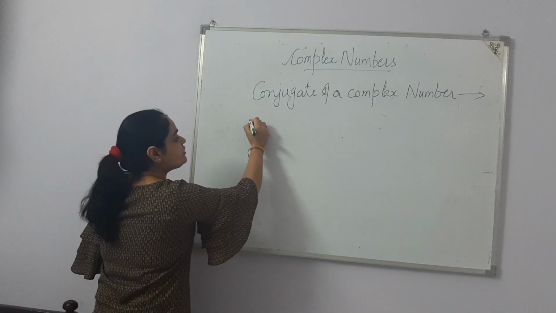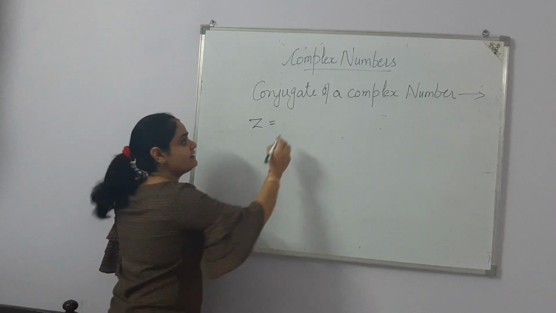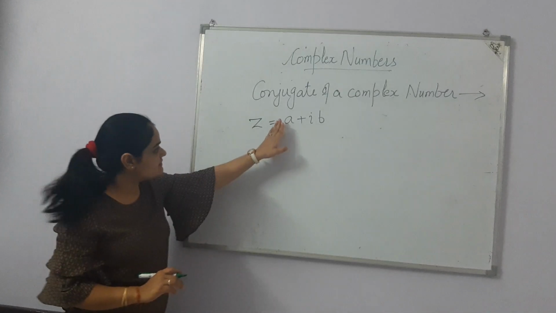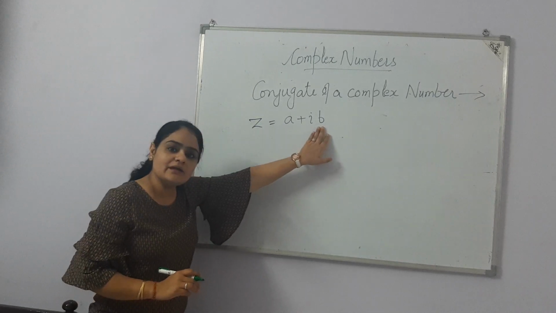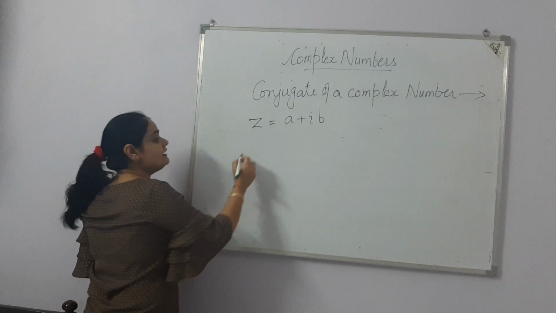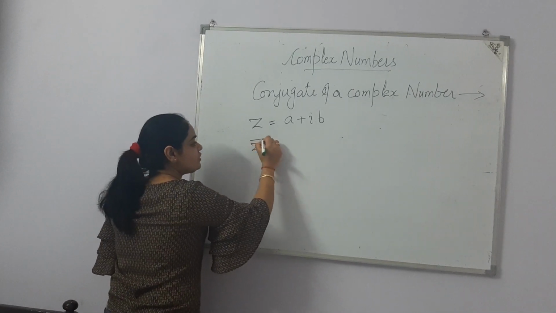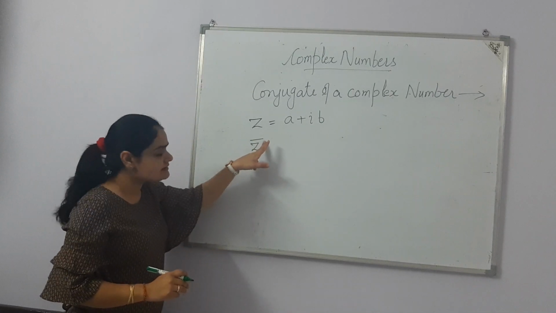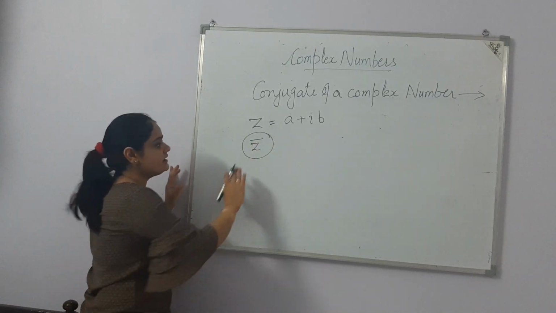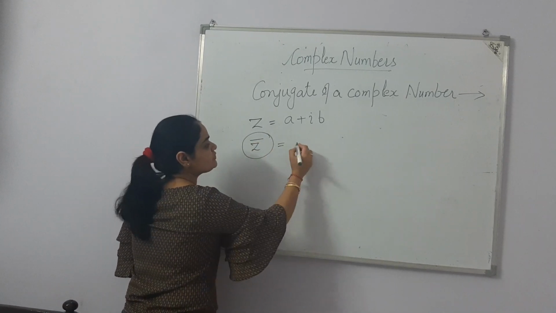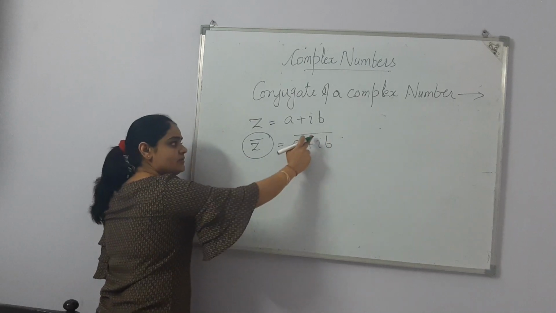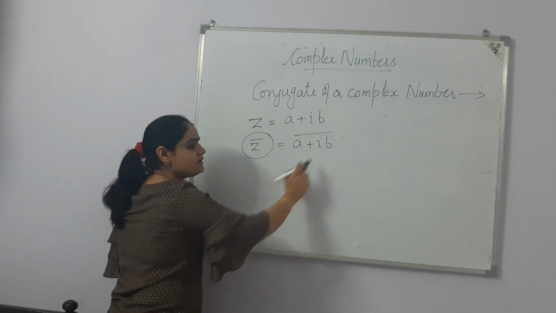If you have a complex number z, which is a plus iota b, a is your real part and b is your imaginary part. Now, if you have any complex number z, then you can find its conjugate. This bar is the symbol of conjugate. z bar is equal to the conjugate of a plus iota b. This bar is showing this is the conjugate of a plus iota b.